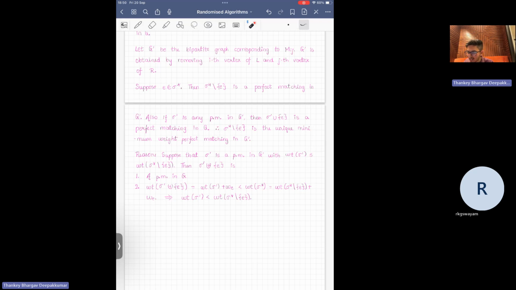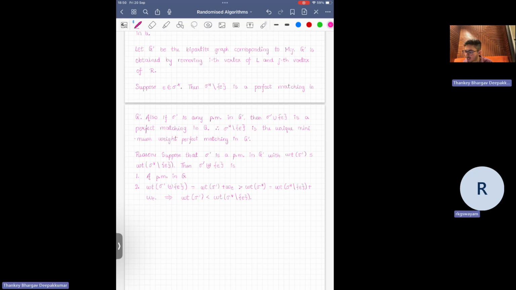So sigma prime disjoint union E is a perfect matching in G. Moreover, let's look at its weight in G. This weight is just the sum of the weight of sigma prime and WE, right? But since sigma star is the unique minimum weight perfect matching in G, this weight must be greater than the weight of sigma star.